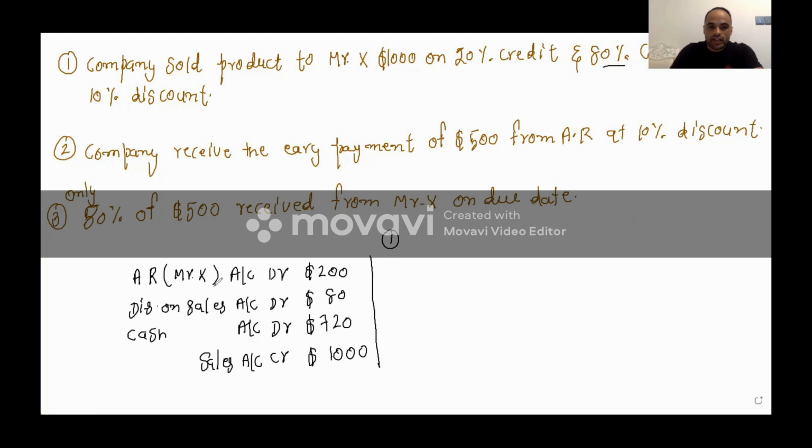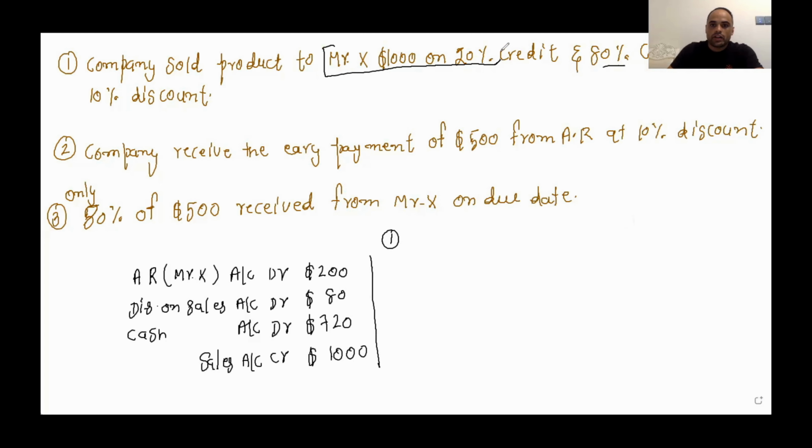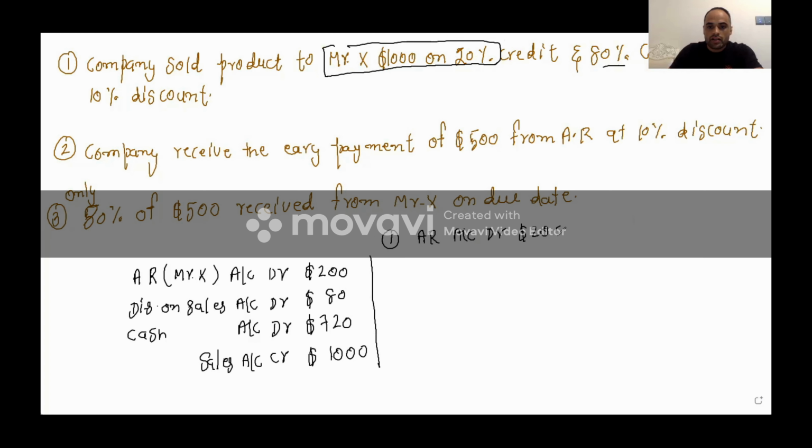First journal entry: 20% credit. So that means accounts receivable to Mr. X, accounts debit, which is 200, and sales account credit, which is 200.